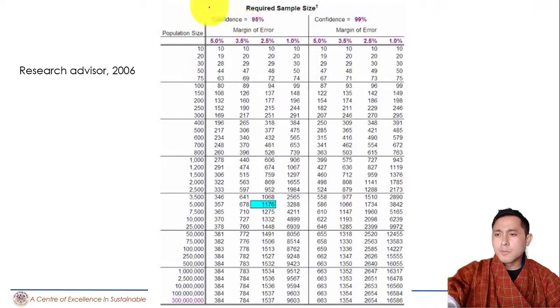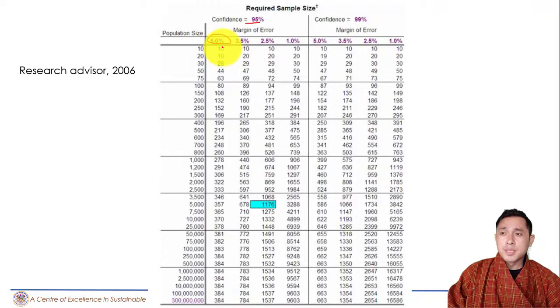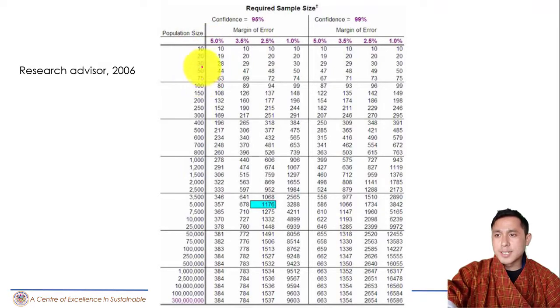Let's say we are using a 95% confidence interval, and the margin of error that we are accepting is 5%, or 0.05. Then if the population size is 10, you have to take all 10. Because the size is very small, if you take 9 from the 10, your margin of error will be high. Let us look at here.